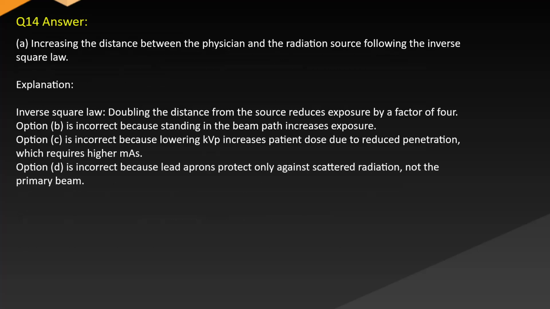Answer A. Increasing the distance between the physician and the radiation source following the inverse square law. Explanation: Inverse square law. Doubling the distance from the source reduces exposure by a factor of 4. Option B is incorrect because standing in the beam path increases exposure. Option C is incorrect because lowering kVp increases patient dose due to reduced penetration, which requires higher mAs. Option D is incorrect because lead aprons protect only against scattered radiation, not the primary beam.